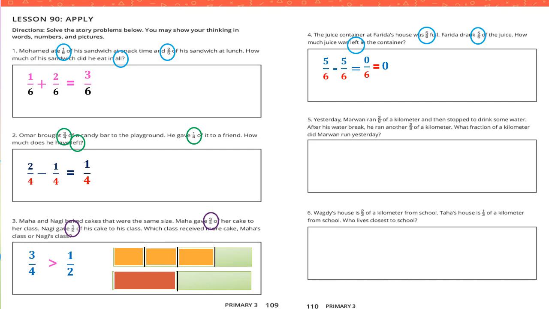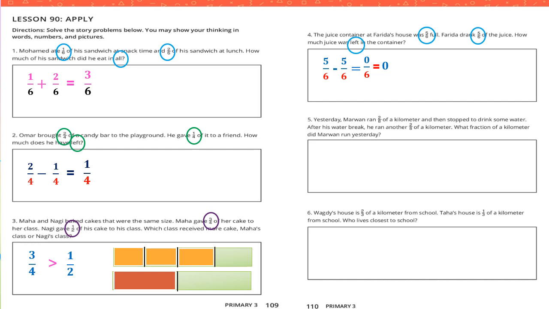0 over any number equals 0, except 0. So 0 over 1 equals 0, 0 over 2 equals 0. So 0 over any number except 0 equals 0, like 0 over 1, 0 over 2, 0 over 3, 0 over 6, all of these equal 0.